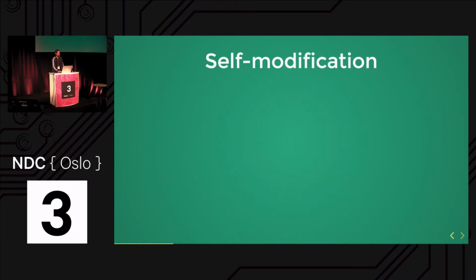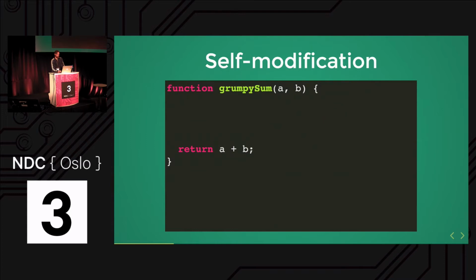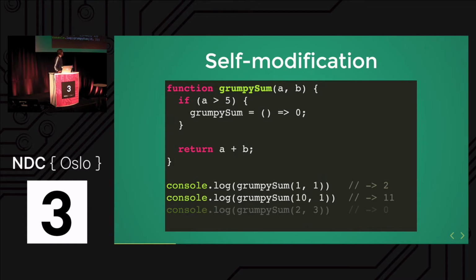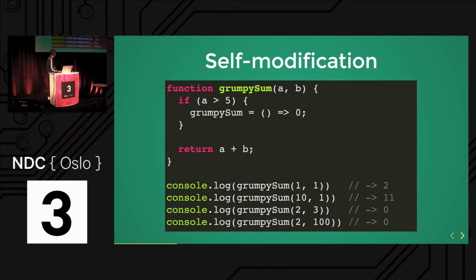And then you have self-modification. So we can imagine that we have just a simple function here that is a sum function, but it's a bit grumpy because it usually returns the sum of the arguments. But if you ever pass a first argument that is larger than 5, it rewrites itself to only ever return 0. So if I run this with 1 plus 1, it returns 2. If I do it with 10 plus 1, it returns 11. But all of the subsequent times I call this, it's just going to return 0. So it changes itself during runtime.